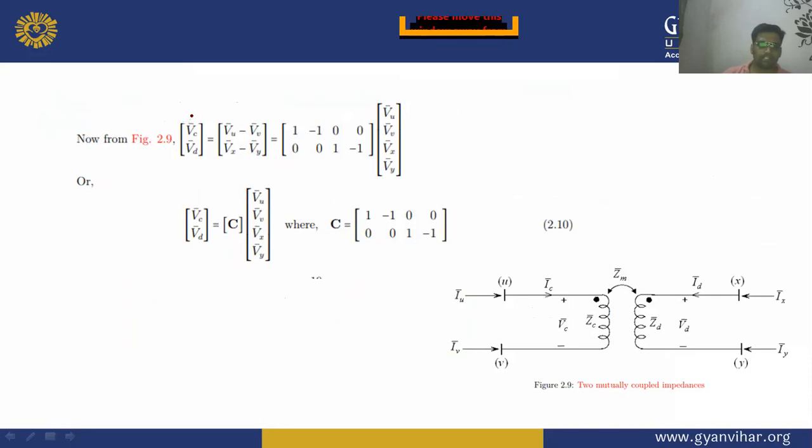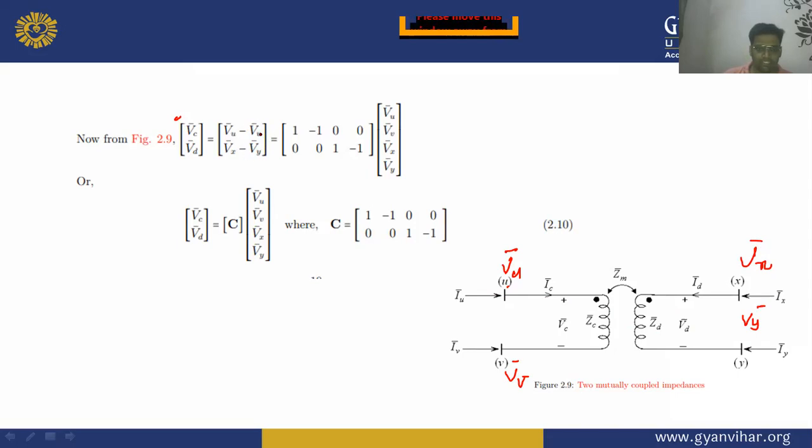Next, again from figure 2.9, I will write the equations for VC and VD. The voltage VC will be equal to node voltage VU minus node voltage VV, and similarly VD will be equal to node voltage VX minus node voltage VY, which has been written here.